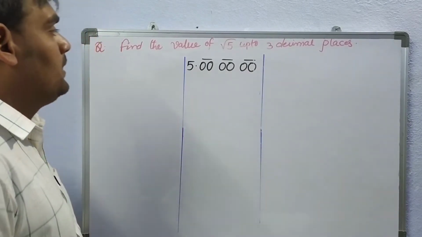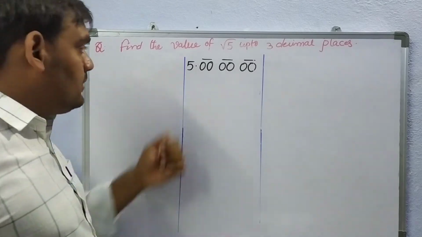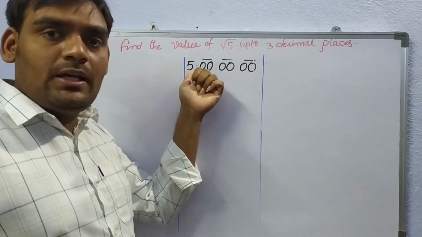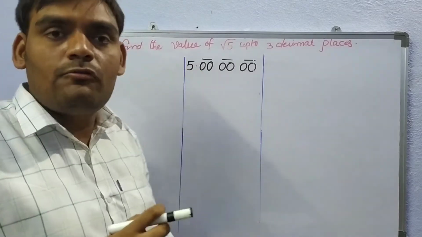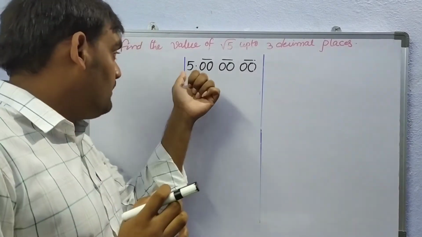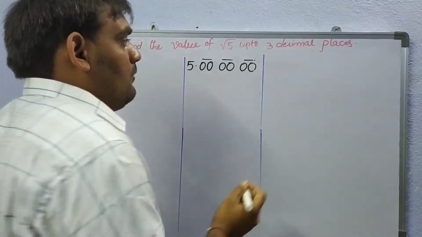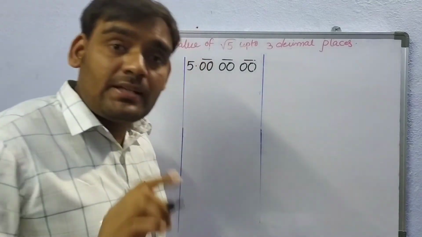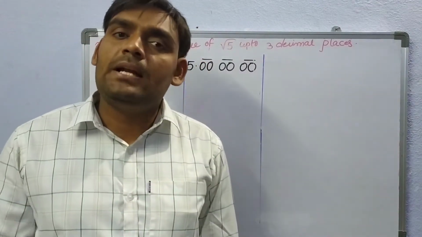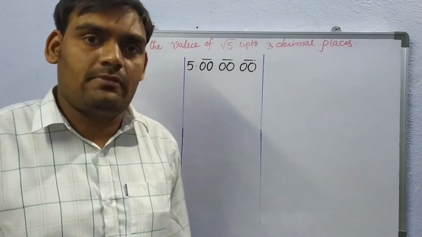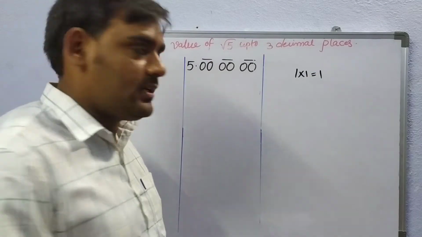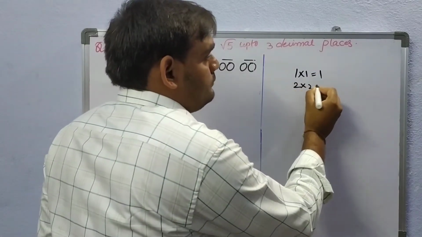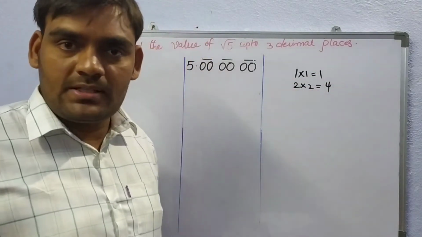So here, in the divisor part, what is the value? 5. We must take a perfect square which is the nearest number to 5. What are perfect squares? A perfect square means a number multiplied by itself. See here, 1 into 1 we get 1, it is a perfect square. Next 2 into 2, 4, it is also a perfect square.